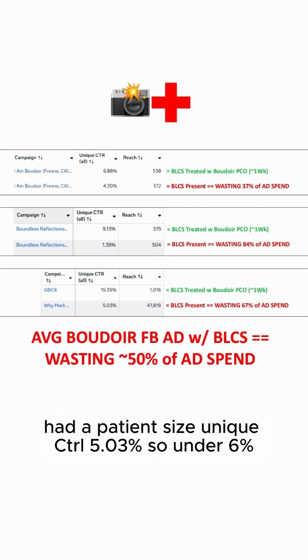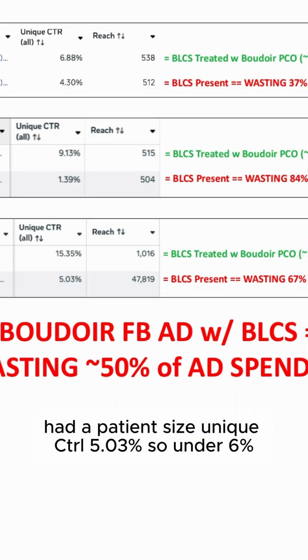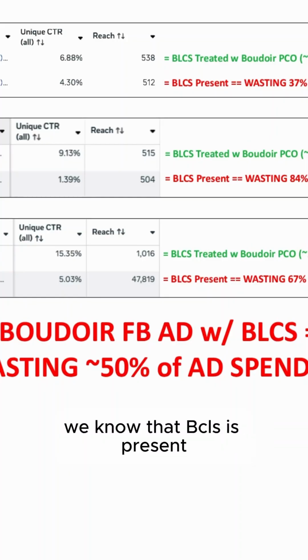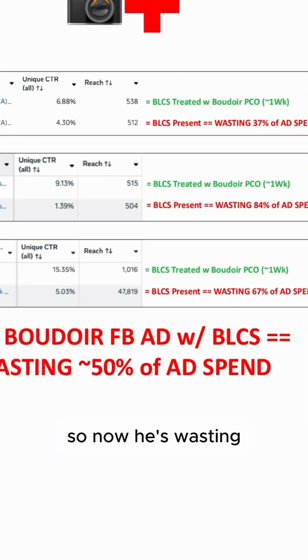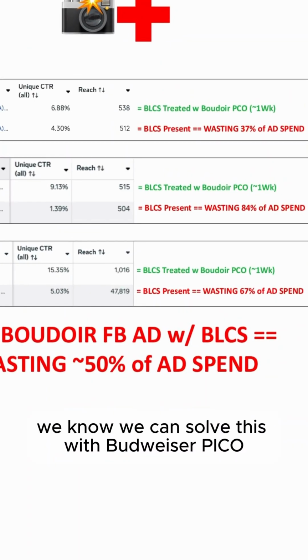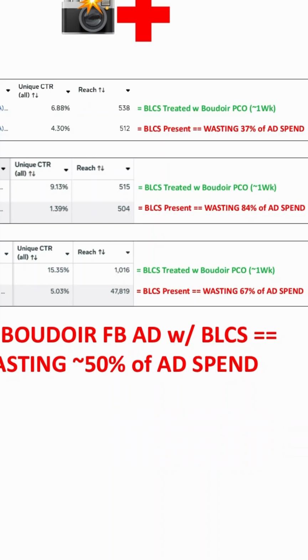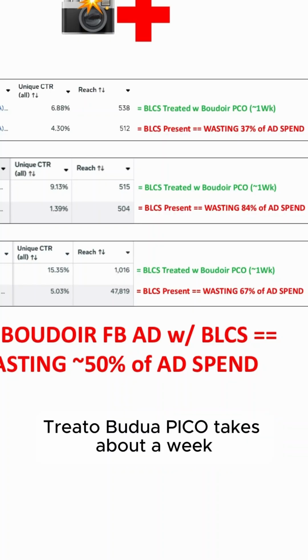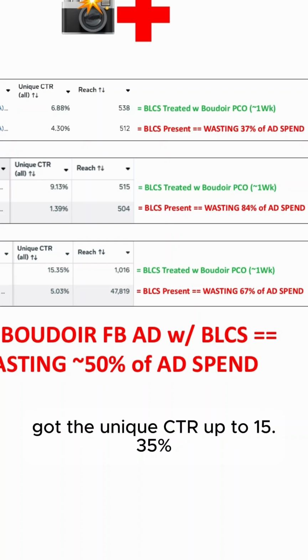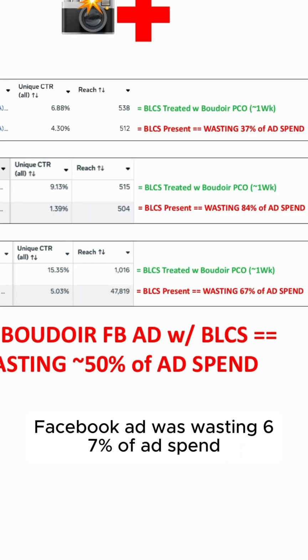Finally, we had a unique CTR all of 5.03%. So under 6%, we know that BLCS is present. So he's wasting. Well, we know there's improvements here. We know we can solve this with Boudoir Pico. So we keep doing it over and over again. Treated with Boudoir Pico, takes about a week, got the unique CTR up to 15.35%. So we found out his original Boudoir Facebook ad was wasting 67% of ad spend.